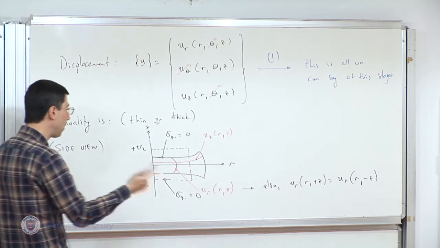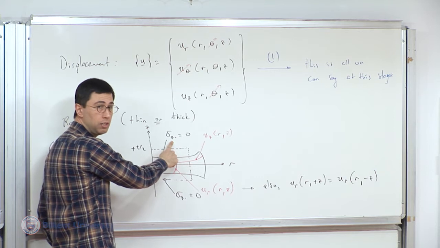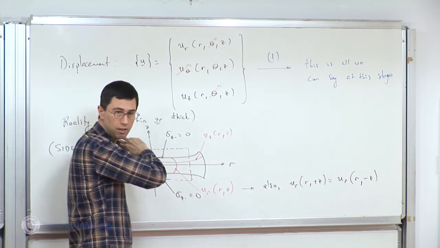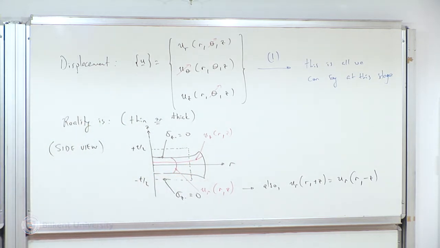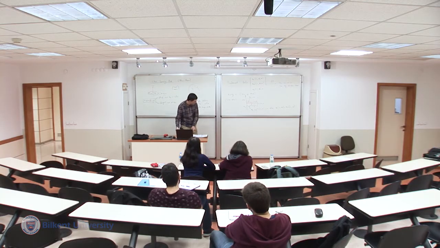So in other words, eventually anything that has to do with sigma z, sigma zz, sigma zr, sigma z theta, in the limit of a thin disk will be negligible. And we're going to neglect that, and hence we end up with a plane stress scenario. That's the definition of plane stress. So that's the argument.